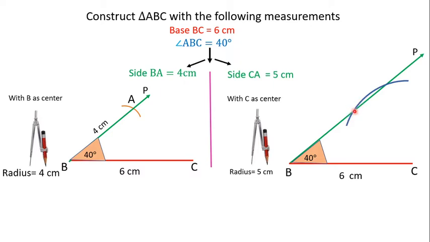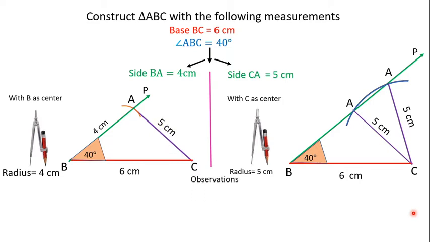If you stop here only, you will get only one triangle. If you extend this further, the same curve is going to intersect this ray BP at one more point. Now the question is, which is the point A? In fact, both are point A only, because both of them are at a distance of 5 centimeter from the point C. So now we can infer the following.